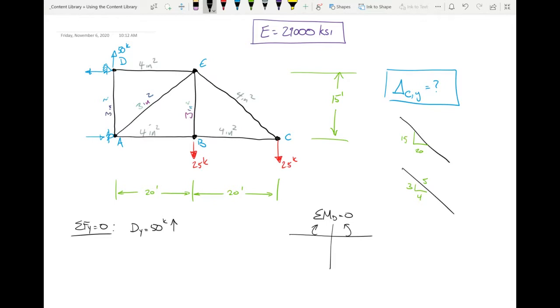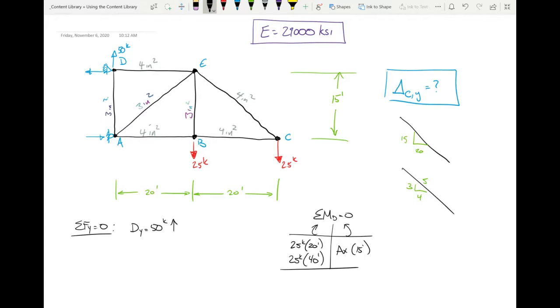Right? So if I sum moments at D, I've got 25 kips times 20 feet. And then I've got 25 kips times 40 feet, right? That's the one at B and the one at C. And that has to be resisted by AX times an arm of 15 feet, right? So let me get my calculator. I know I'm going to need that.